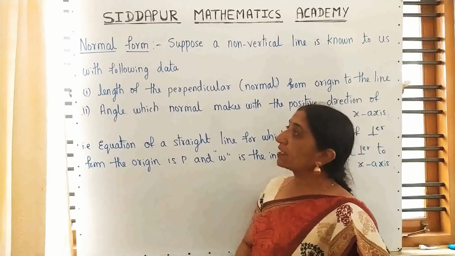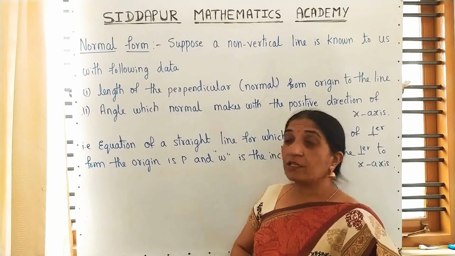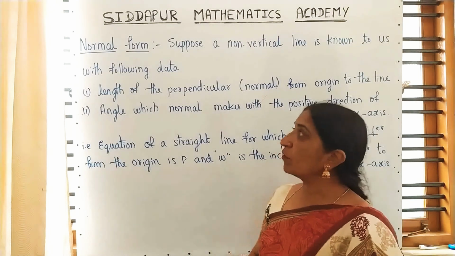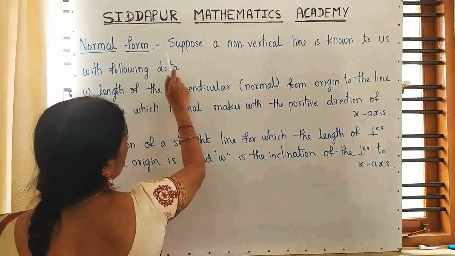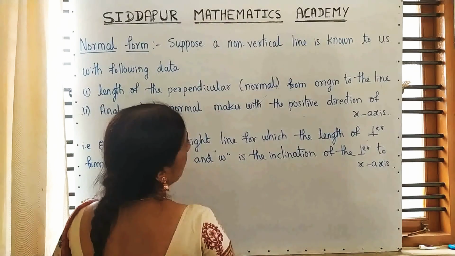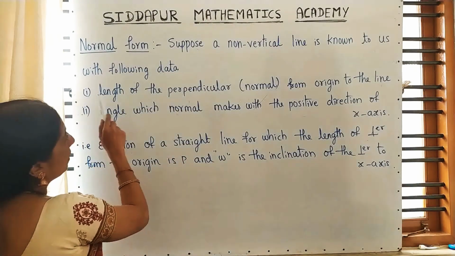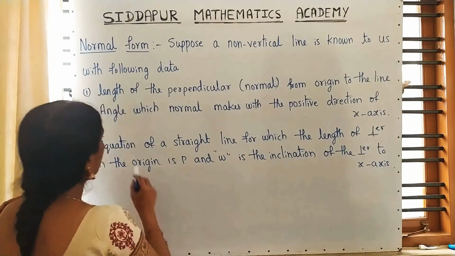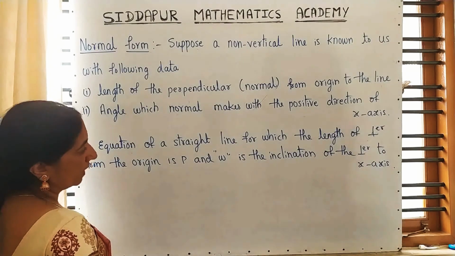So in the last class I explained two derivations of a straight line. In today's class I will explain one more important derivation, that is the normal form. Before the derivation, see what is given. Normal form: suppose the non-vertical line is known to us with the following data. The length of the perpendicular from the origin to the line is given, and the angle which the normal makes with the positive direction of the x-axis.